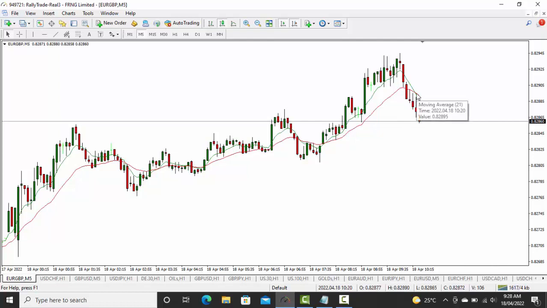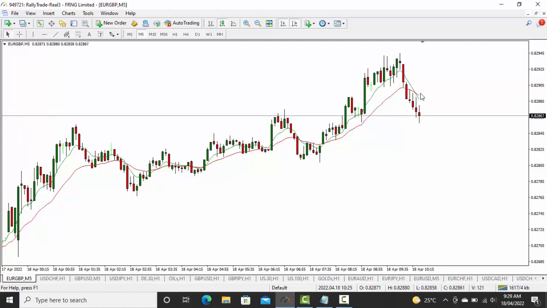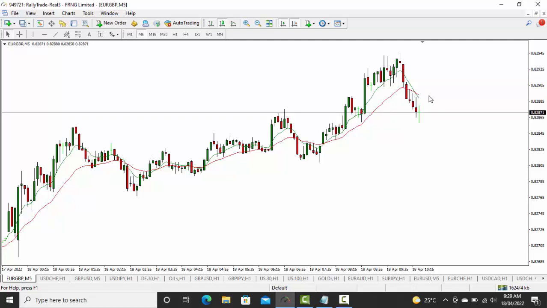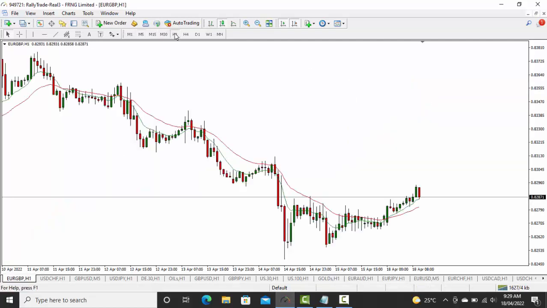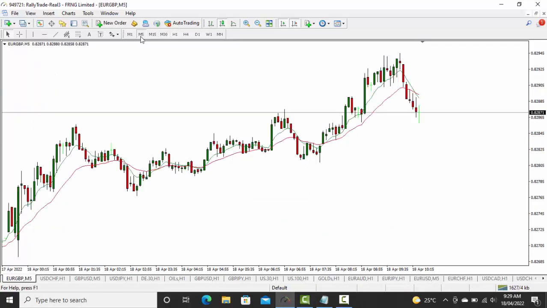Currently on the 5 minute time frame, I am seeing the red exponential moving average trading above the green. This is inverse to what I saw on H1. H1 showed me that the green is still above the red. So with what I am seeing at this point, I will have to exercise some patience. I will have to wait until the scenario I'm seeing on H1 gets to be played out on 5 minutes. So that is very, very important.